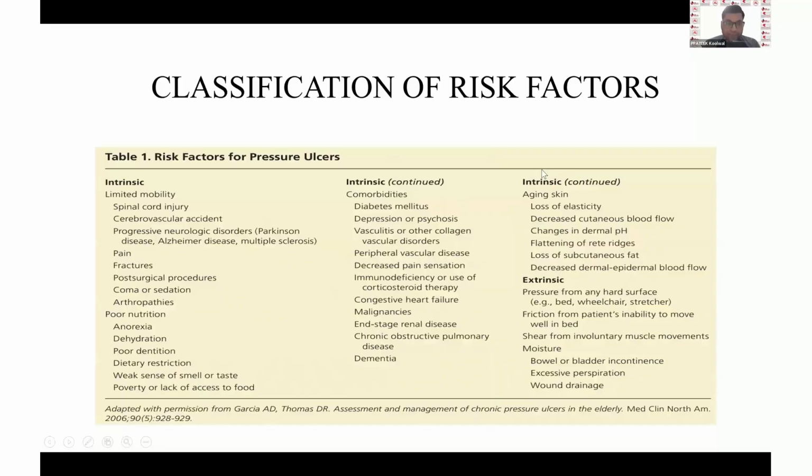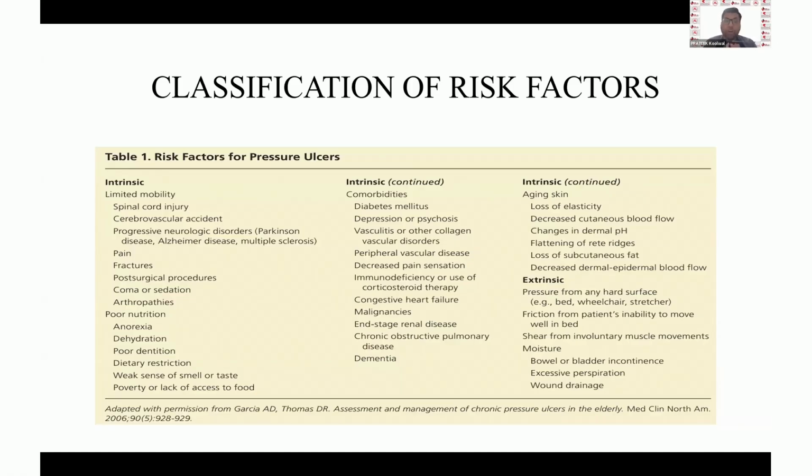How do you classify these risk factors? Intrinsic and extrinsic factors. Intrinsic: the most common are progressive neurological disorders, pain, post-surgical patients, and poorly nourished patients. Others are diabetes mellitus, peripheral vascular disease, and decreased pain sensation. If the patient does not have pain sensation, that is the most debilitating part for developing a pressure ulcer, because he doesn't know whether an ulcer or some bad wound is occurring. So if pain sensation is very low, it is the easiest risk factor for a pressure ulcer to occur.